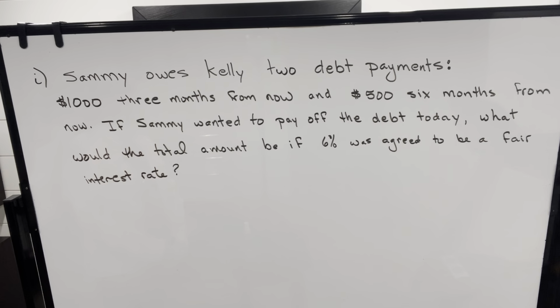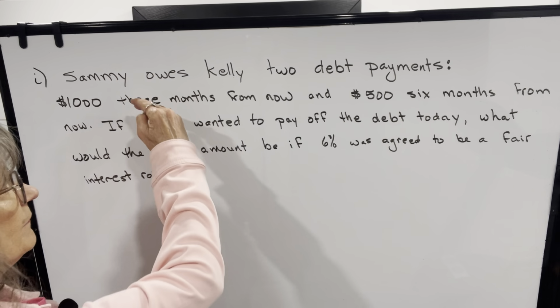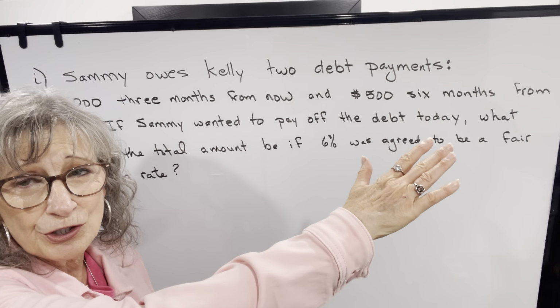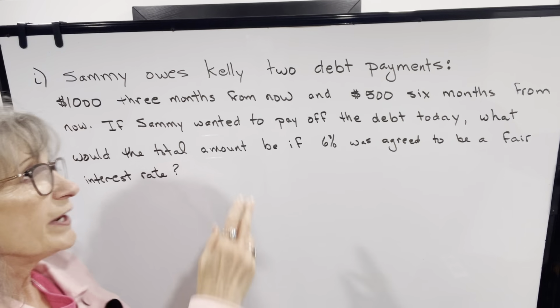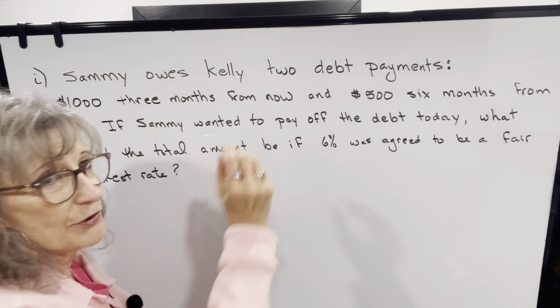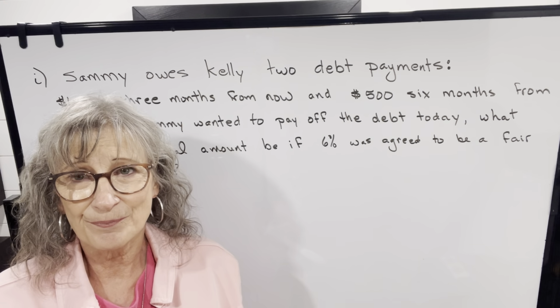In our first example, Sammy owes Kelly 2 debt payments, $1,000 3 months from now and $500 6 months from now. However, if Sammy wanted to pay off the debt today, what would the total amount be if 6% was agreed to be a fair interest rate? So instead of Sammy making those 2 payments in the future, Sammy wants to make one payment today. We cannot add these 2 amounts together because they have different time factors.